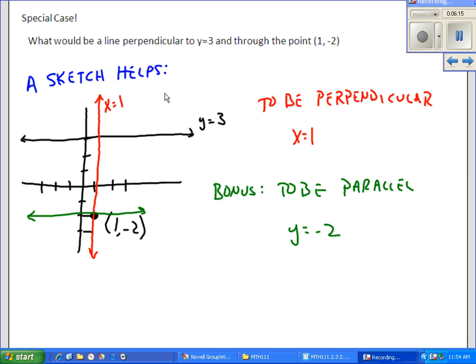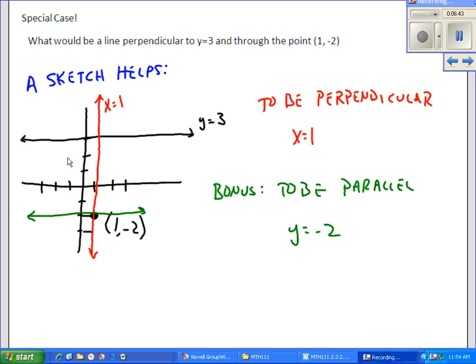Okay, so this is a special case. Think about this. What would be a line perpendicular to y equals 3 and going through the point (1, -2)? For me, sketching this situation out really helps me keep track of things. So I'm going to locate the point (1, -2) down here. And then the original line given, y equals 3, would be here. If I want to be perpendicular to the line, I want to intersect it at 90 degrees, and so that's going to be a vertical line.